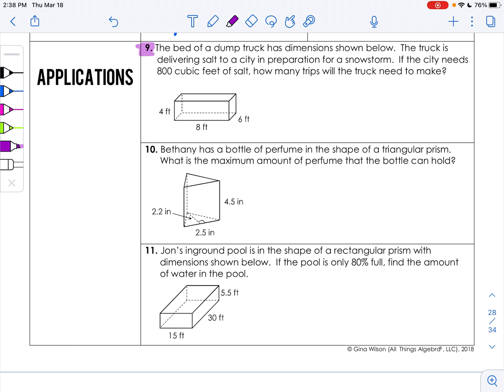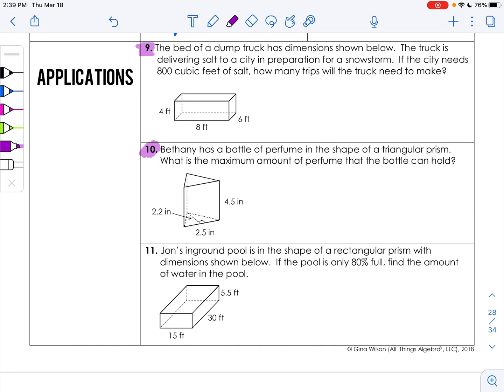Number 10, Bethany has a bottle of perfume in the shape of a triangular prism. What is the maximum amount of perfume the bottle can hold? So we have our figure, and that's what the bottle looks like, that shape. And it wants to know how much it can hold. So filling up that prism, how much it would be. So that would be a straight volume problem. So highlight number 10.